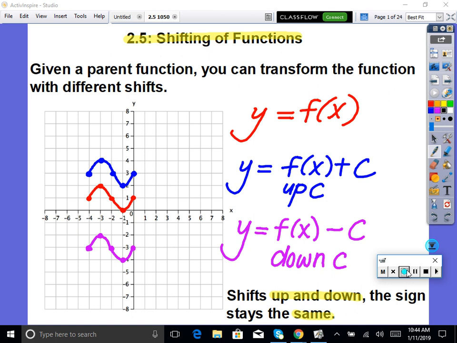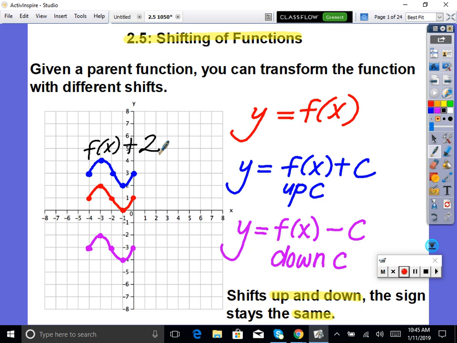So let's look at our first shift. If I call this red thing y equals f of x and tell you that's the parent function, then look at it transforms to blue. Isn't it being shifted up some amount of units? How many units? Each point's going up by 2. So we would write that as we're taking the function f of x and we're adding 2 units to it. Does that make sense, everyone? So that would be the up c, the plus c. And notice the sign stays the same, which we know is shifting up and down. That makes sense. Sign stays the same.